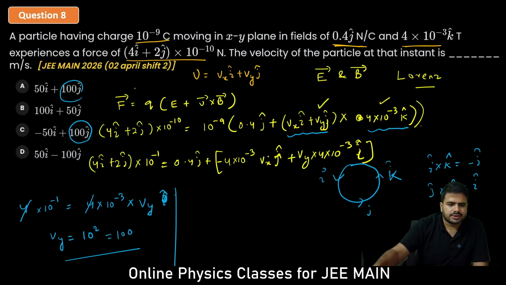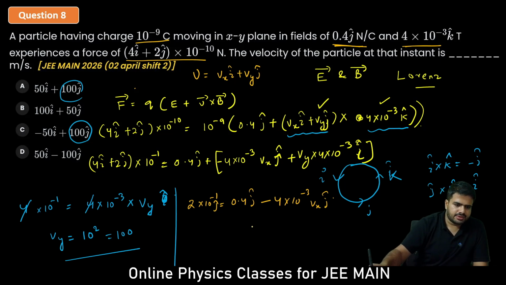So the other component is 2 into 10 to the power minus 1. If we compare here, we are getting 0.4 j cap, minus 4 into 10 to the power minus 3 Vx j cap. Okay, so here we are having 2 into 10 to the power minus 1 j cap.